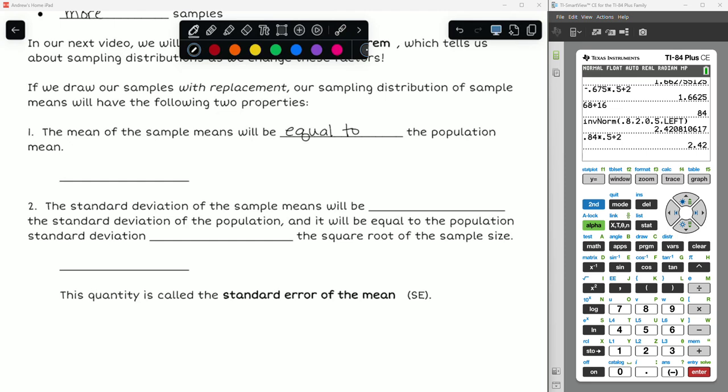In symbol form, the mean of the sample means will be written as mu with an x bar as a subscript. And that literally means the mean of a distribution of sample means. And we are saying that that is equal to the mean of the original population of raw data.